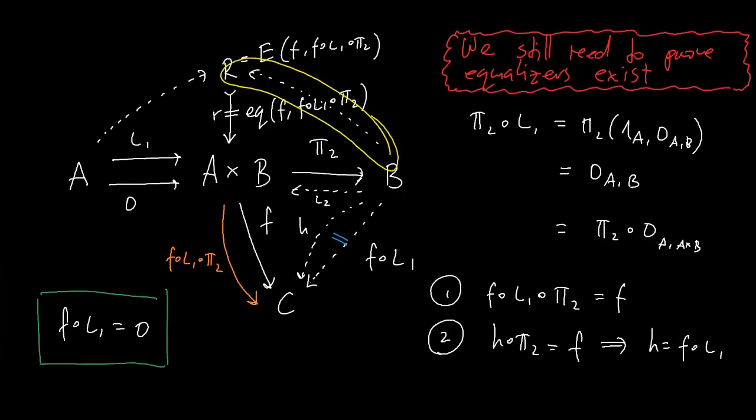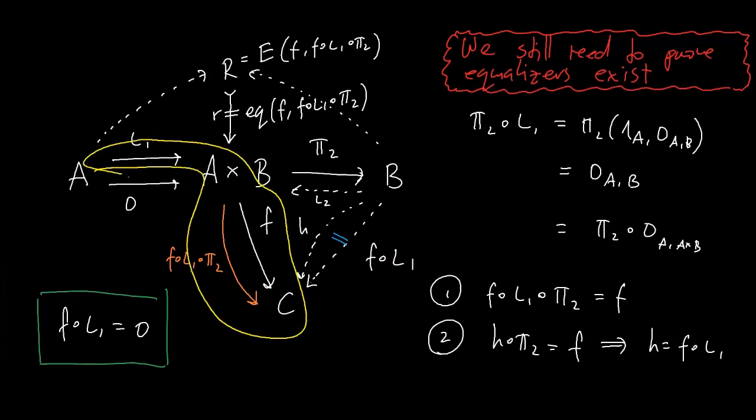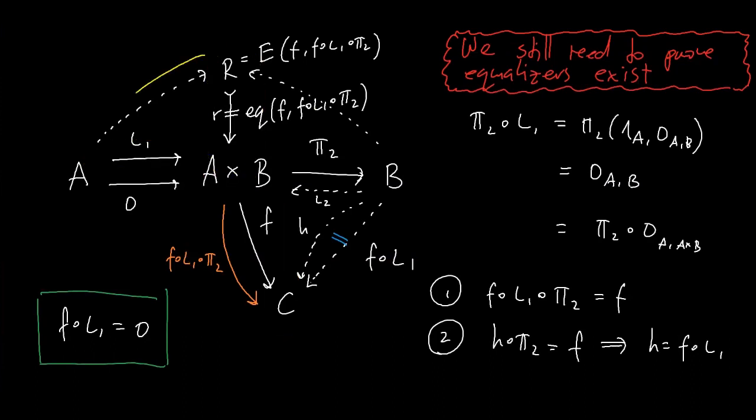Which two composites? Of iota 1 and these two. If iota 1 composed with these two are equal to each other, then by universal property of the equalizer, there will be a dashed arrow here. And similarly, if iota 2 composed with these two are equal to each other, then by universal property, there will be this dashed arrow, which composed with r gives me iota 2. Do you agree with that, Alexander? Yep, I see how it works.